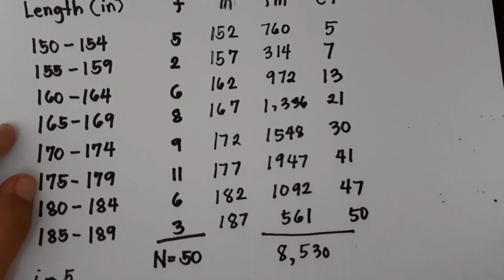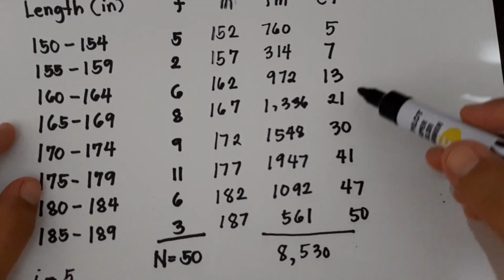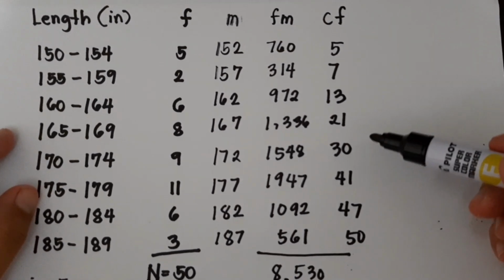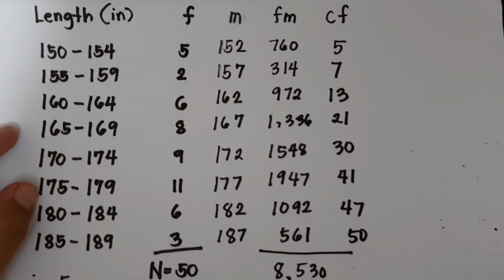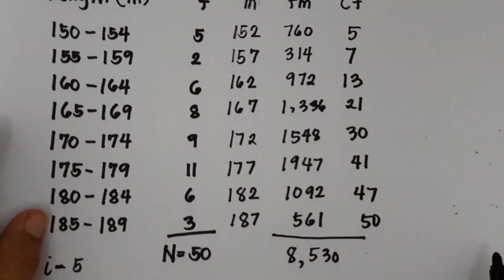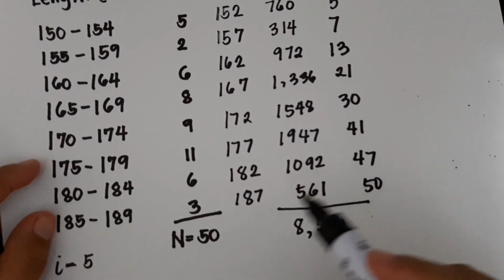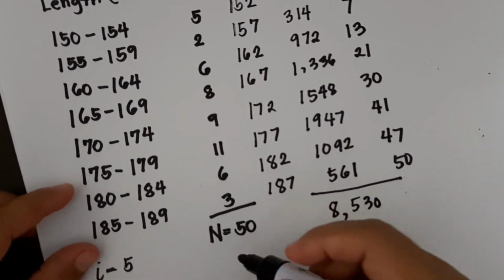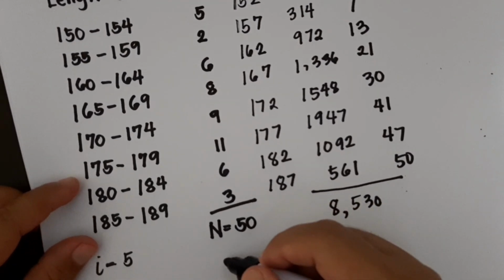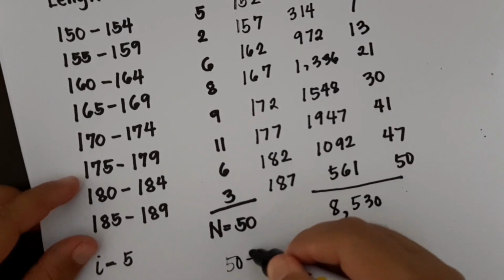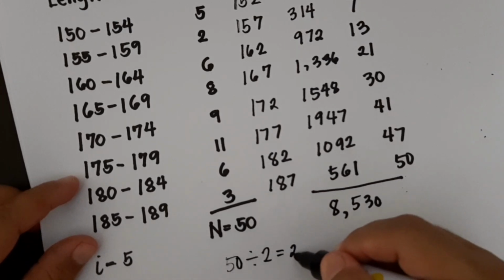So, dapat equal sila. Pag may sumobra o pag may nagkulang, ibig sabihin may mali kang ginawa dito or may mali kang na-add. Okay? So, after that, divide the total number of frequency by 2. So, you have 50 divided by 2, which is equal to 25.